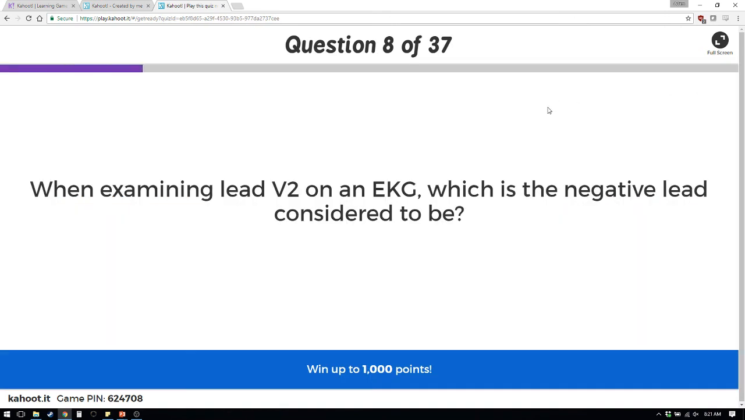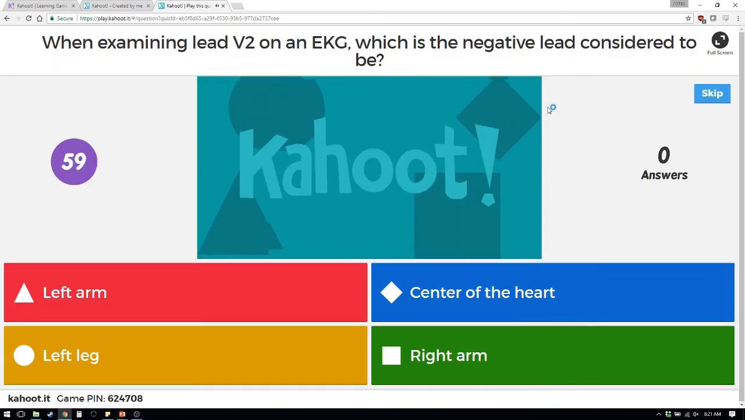Okay, so when examining lead V2 on an EKG, which would be the negative, which is considered to be the negative lead? Because remember, you're looking from the positive end, that's where the camera's looking from. Where is it going to be terminating at?